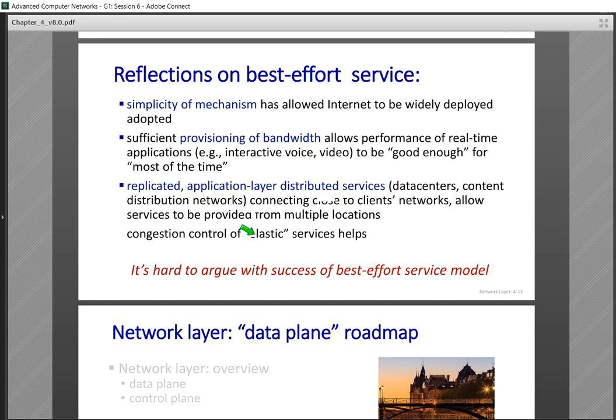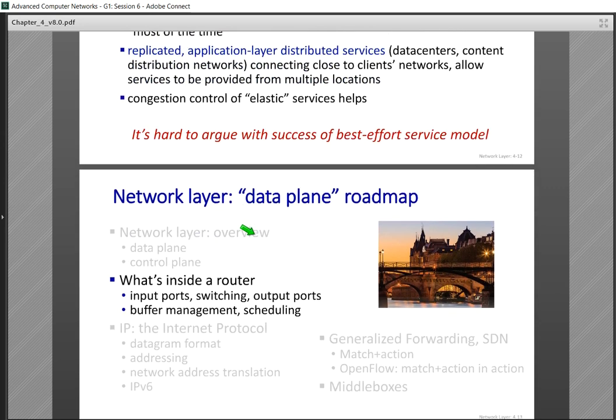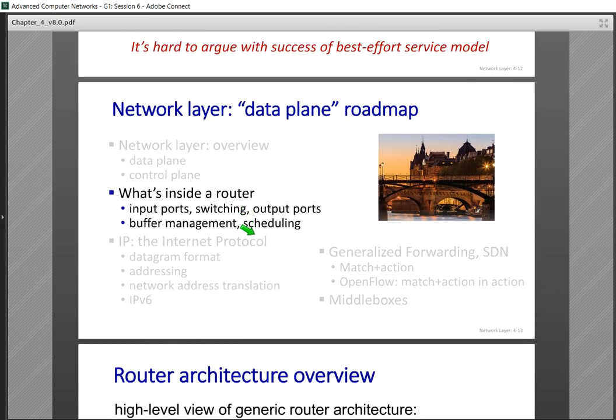But still, it's hard for us to argue with the success of the best effort service model. It's hard. It tries to be good, but nobody can guarantee this. We care about this. Okay, that is enough for today.